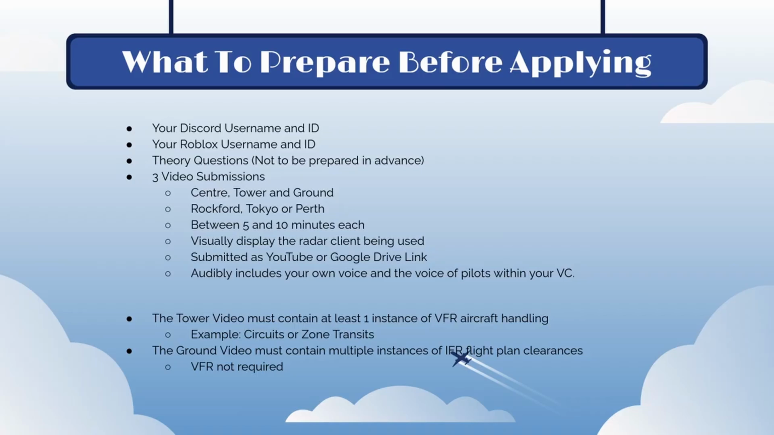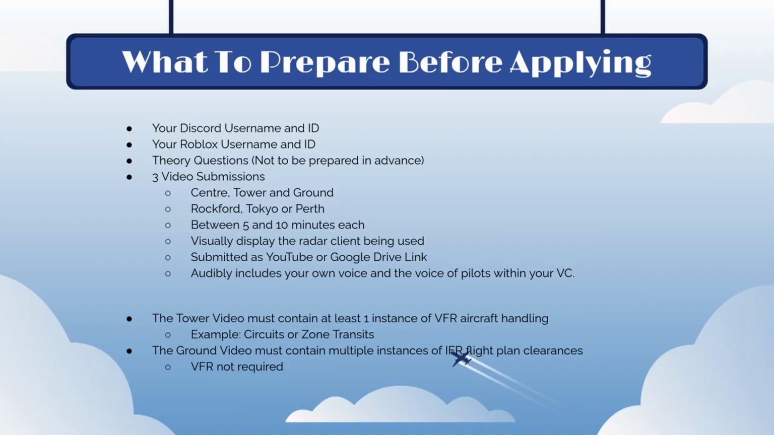So you need to record a video of you controlling center, a video of you controlling tower, and then finally ground. You have the choice of controlling either Rockford, Tokyo or Perth within these videos, and they must last 5 to 10 minutes each. The videos themselves must visually display the radar client you are using, and it must then be submitted either as a link to a YouTube video or a link to Google Drive.